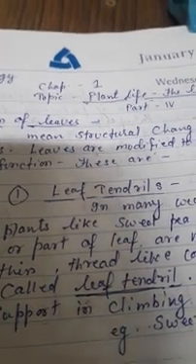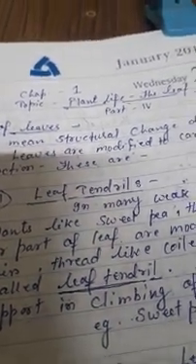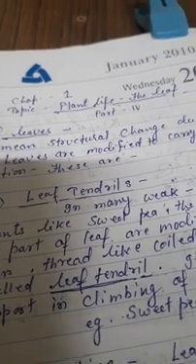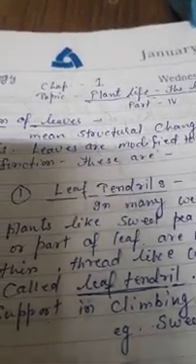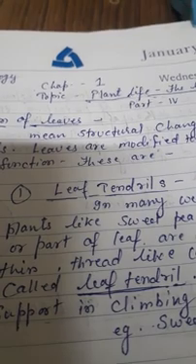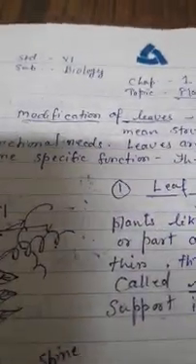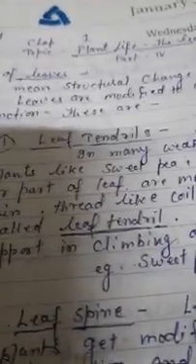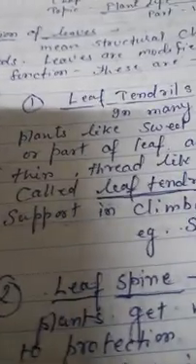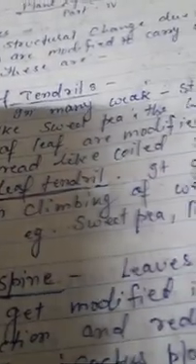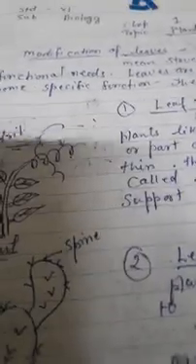Today, we start the remaining part of plant life, the leaf. This class is for standard 6th. Modification of leaves. Modification means structural change due to functional need. Leaves are modified to carry out some specific function.